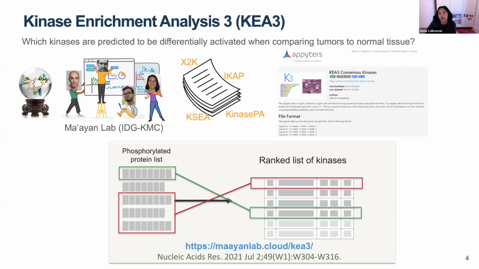I also wanted to mention that they have appyters, which are Jupyter notebooks that you can download. They take GMT files and return really cool visualizations like t-SNE plots, UMAPs, heat maps, as well as the top consensus kinases.